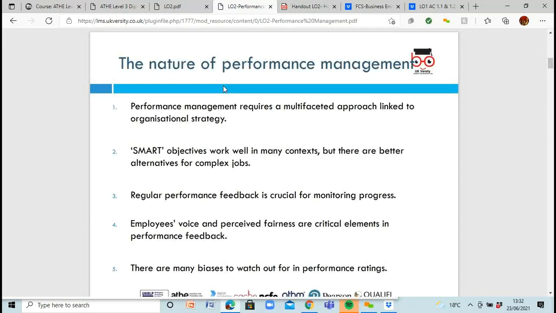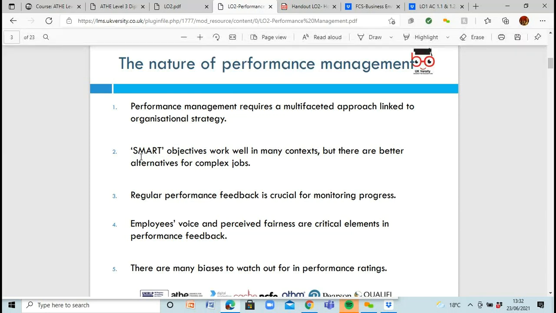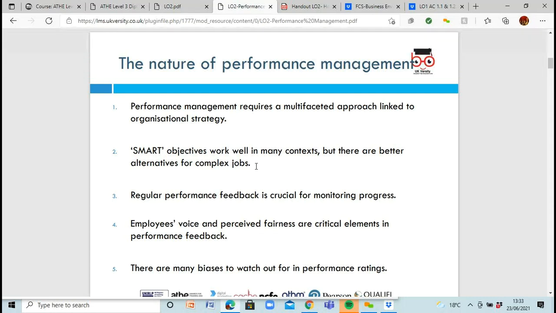Then you've got the nature of performance management. So you've got a few points on here. Performance management requires a multifaceted approach linked to organizational strategy. So it needs to be multiple approaches, not just the one. You've got SMART objectives: specific, measurable, achievable, realistic, and time-bound, how long is it going to take you to achieve those. So you've got objectives that will work well and will actually go towards the organizational goals.